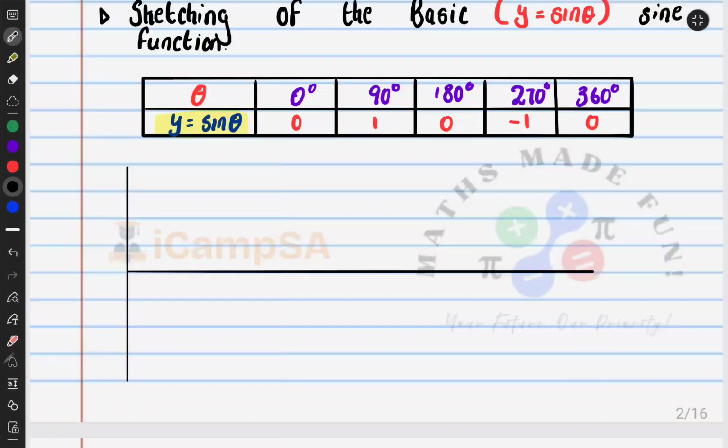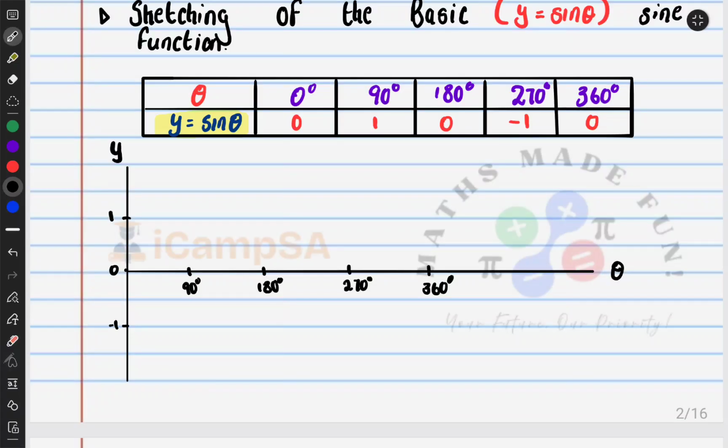Let's go ahead and now calibrate our axis. So this is the y axis. This is going to be our 1. We have 0 here, and then -1, and then we're going to have 90, 180, 270, 360. So we have 90 degrees, 180 degrees, 270 degrees, and 360 degrees. This is your theta axis.